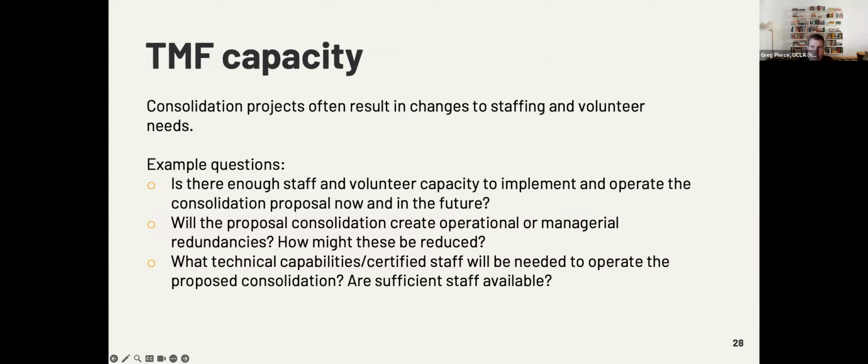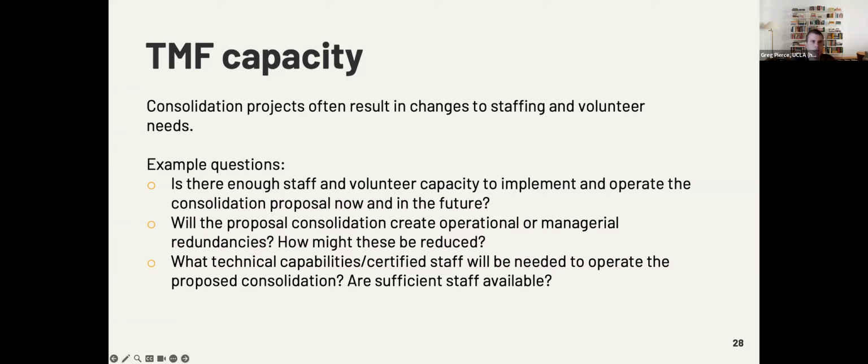But first, TMF capacity, which stands for technical, managerial, and financial capacity. Recognize that in addition to the pure financial considerations, there are questions like, is there enough staff and volunteer capacity to implement and operate the consolidation proposal? Will the proposal, and this is a very sensitive topic, of course, create operational or managerial redundancies? How might these be reduced? And I think you could also turn that around to say, what additional technical capabilities and staffing needs will be needed to operate the proposed consolidation, and are sufficient staff available? And again, we recognize case by case, you may have one of 2 sides of this coin, or maybe even 2 at the same time.